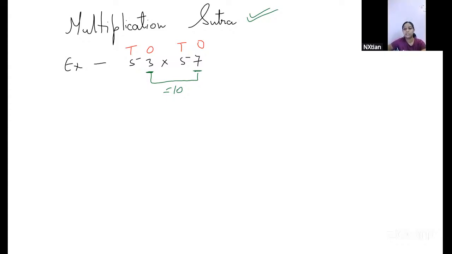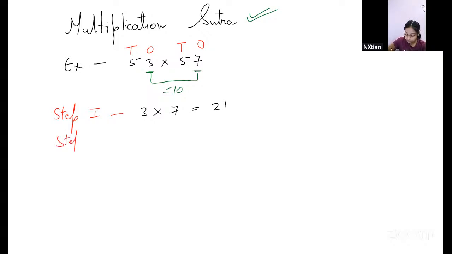Now, what do we do? How do we proceed? How do we use this sutra? Let's move on to that. So the first step is you take the numbers that are in the ones place and multiply them. That is 3 and 7. It's equal to what? Equal to 21. Okay, then we will move on to the second step.